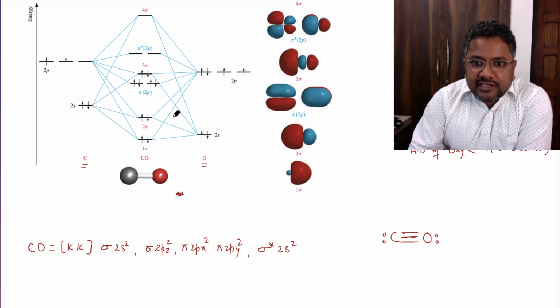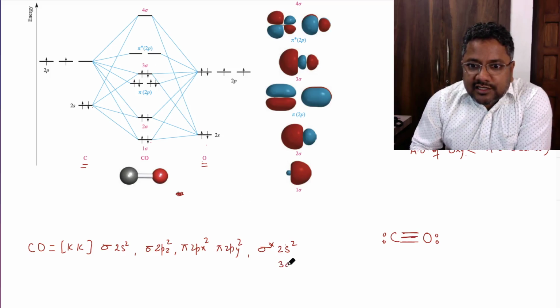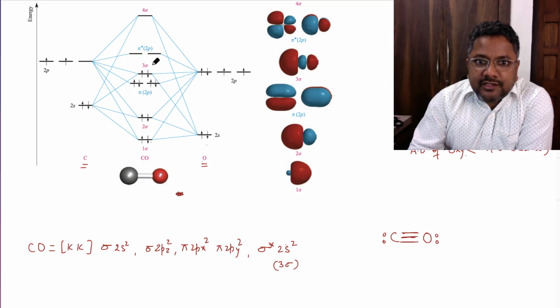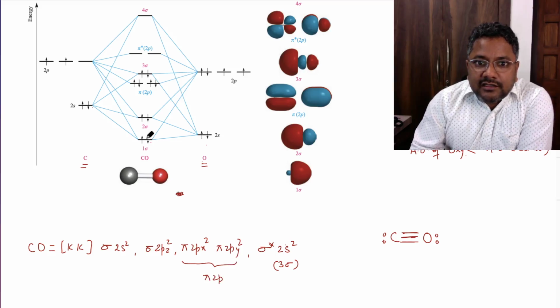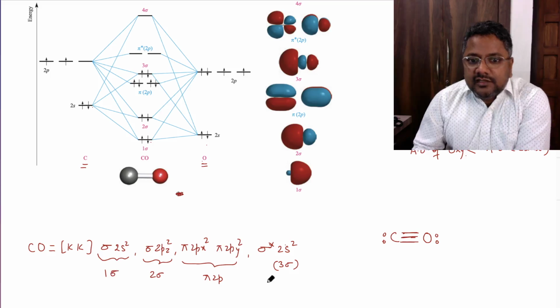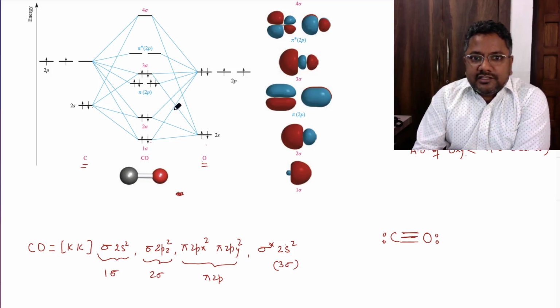So this is 3 sigma as per the notation here, and this is pi 2p, and this is 2 sigma, and this is 1 sigma. So this is the representation in this figure, right?